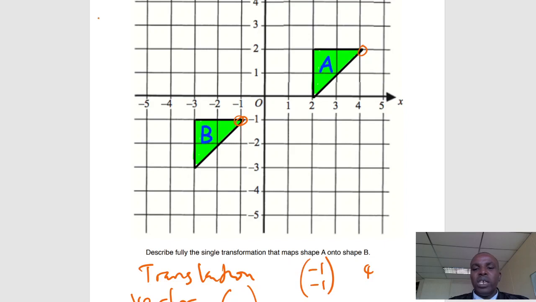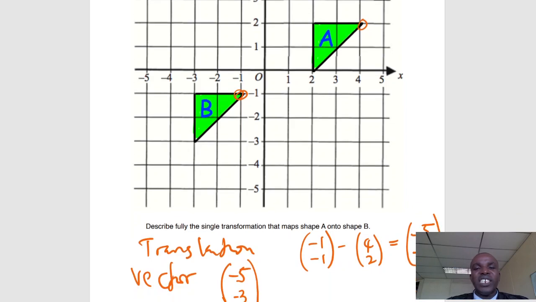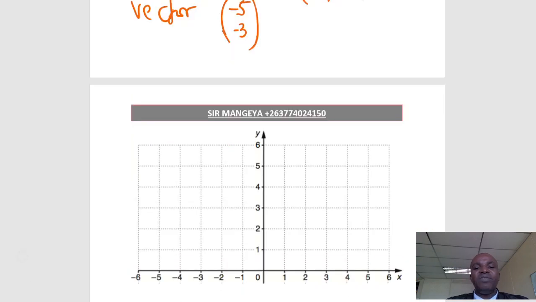Minus 1, minus 1. Then minus the same is 4, 2. Then if you subtract, it will be minus 5. Then minus 3. So vector minus 5, minus 3. Then you are done. That's a translation. So you have to state translation, then the vector of translation.